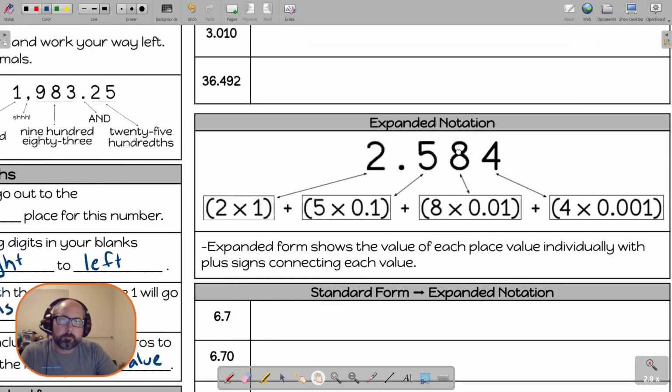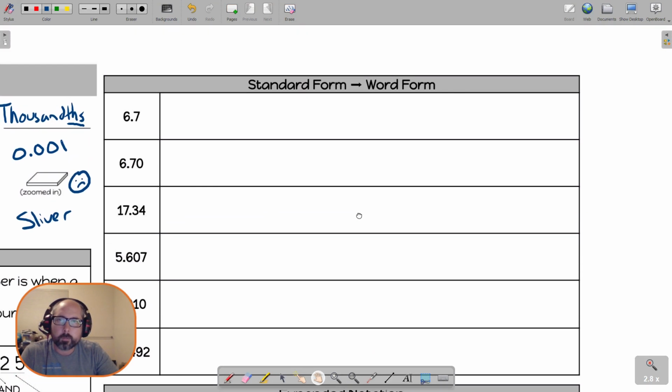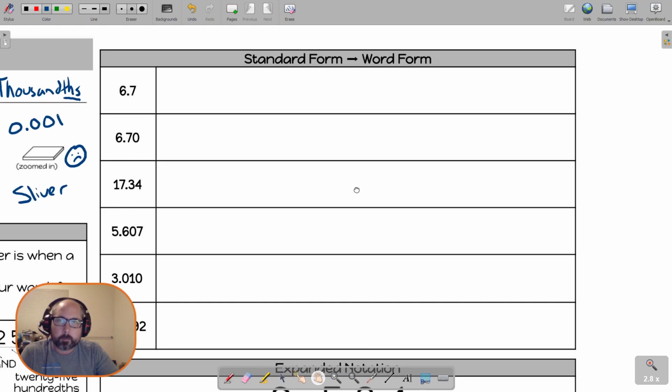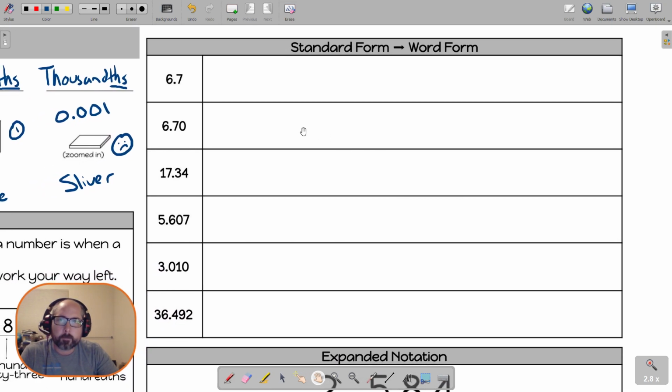Okay, let's look up at page 2. Now we're going to do the opposite of what we just did. We're going to go from standard number form to word form. Okay, so let's start here. We'll do a couple of these together. So on my whole number side, I'm going to read that as a number first. So I have just 6, so I'm going to write 6.